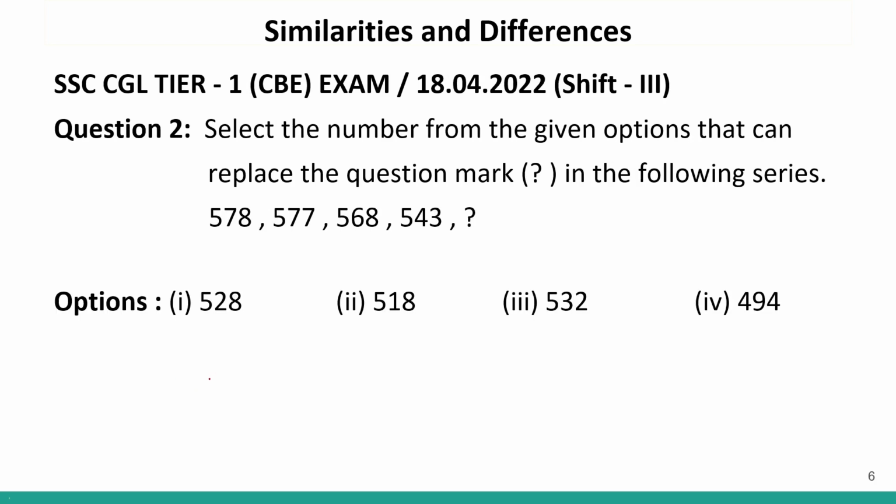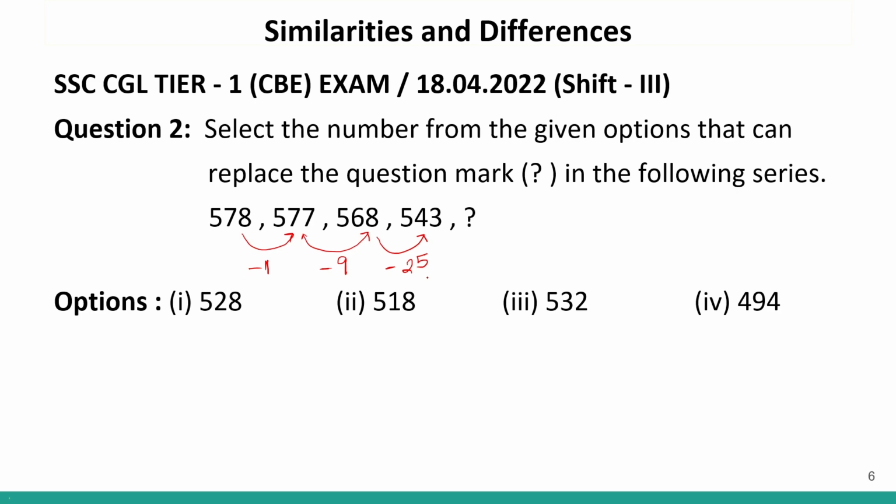Okay, now let us look at this question. Over here, 578 to 577, we have a decrement of 1. 577 to 568. So if you look at this, I can say that we have decreased it by 9. We have reduced it by 9. Okay. Then 568 to 543. I can say that I have decreased it by 25.